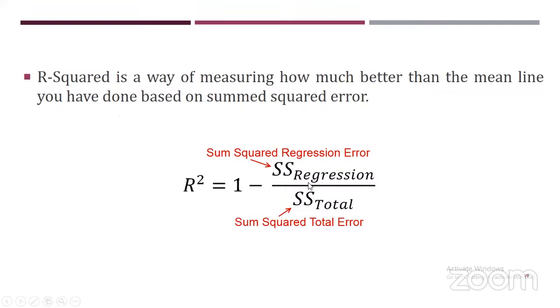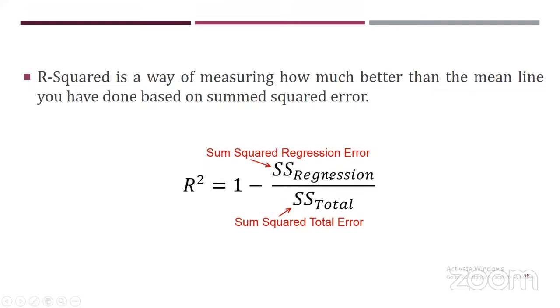This R square, as I said, is based upon your regression. The formula is 1 minus the sum of square regression error divided by the sum of square total error. If the difference between your actual value and the predicted value is small, then this part is going to be very small, near to 0. If it is near to 0, this whole part is going to be very small and the value is going to be closer to 1.